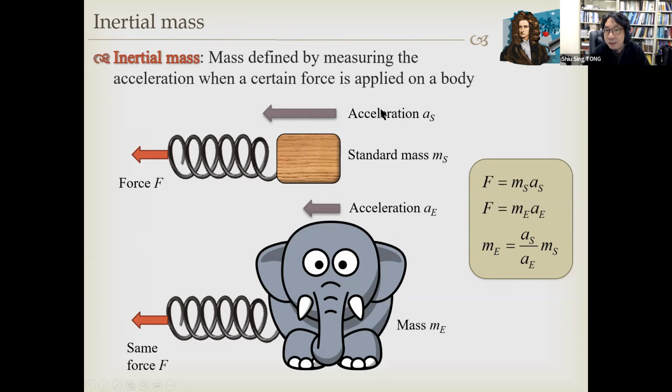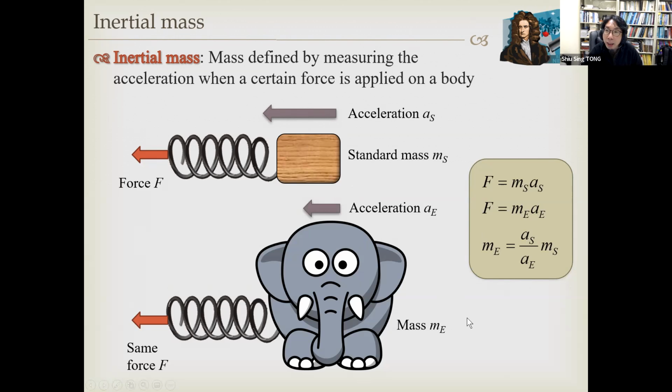So this is what I mean by inertial mass. I can define the mass of the body by measuring its acceleration when a certain force is applied onto it. Now, of course, this is not a real experiment. Nobody will do the experiment to determine the mass. But conceptually, you can do this. And if you conceptually do this to define a mass, that is called the inertial mass.